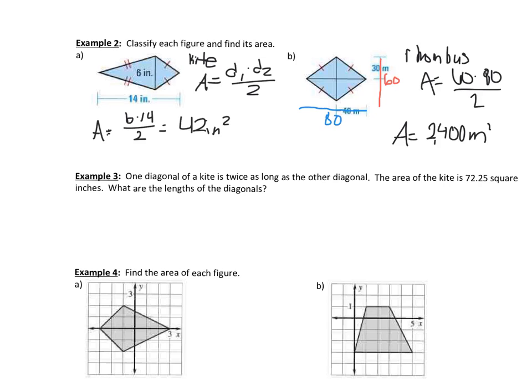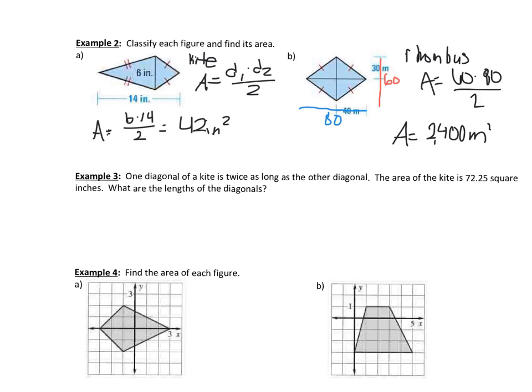Okay, my next example, example 3, says one diagonal of a kite is twice as long as the other diagonal. The area of the kite is 72.25 square inches. What are the lengths of my diagonals? Okay, I don't have a picture. Draw a picture. I've got a kite.